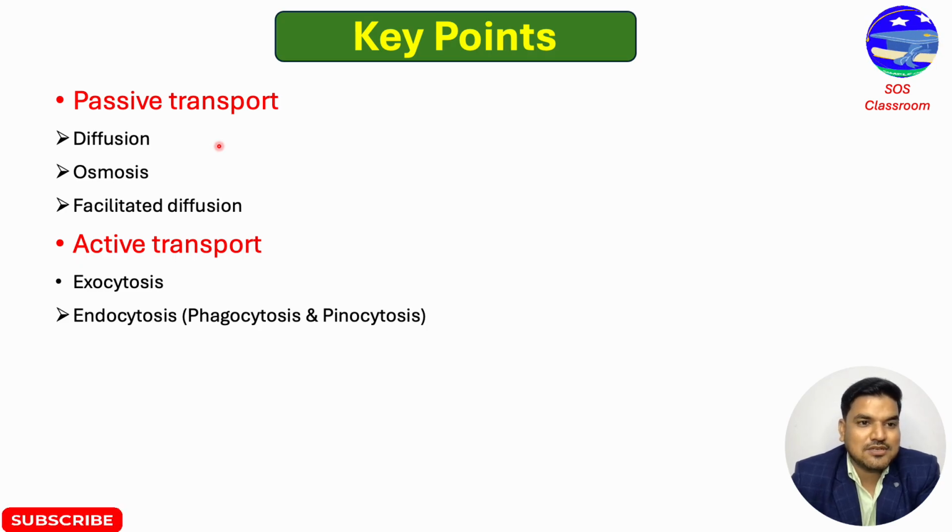What are the types of transport? First is diffusion, next is osmosis, and next is facilitated diffusion. Now, what are the active transports which require energy? Exocytosis and endocytosis. And endocytosis is again divided into two types, phagocytosis and pinocytosis. So we will discuss them in detail. First of all, let us discuss passive transport. What will happen in passive transport?